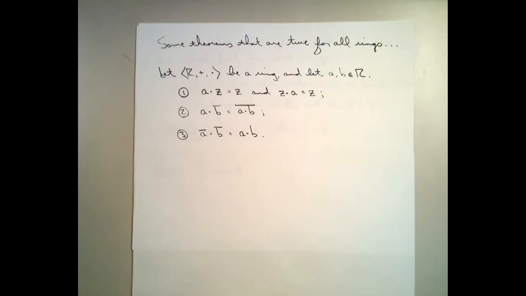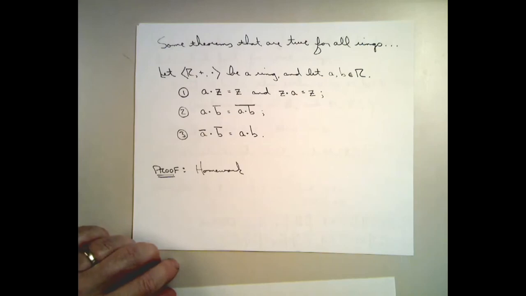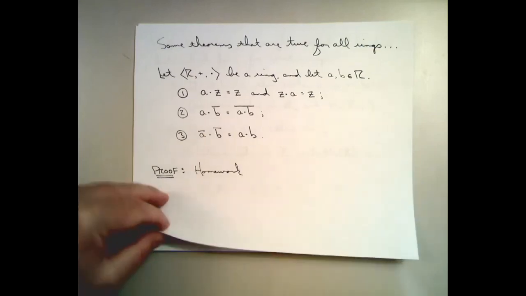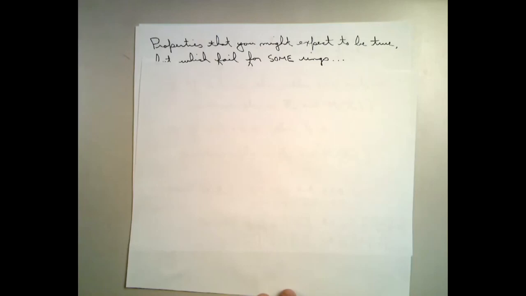So the proofs of these are homework. I'd like you to see if you can do those yourself. I will also do them, and we'll compare answers. That's what I'm asking you to do for next time. All right, so those are some theorems that are true for all rings. And now I'd like to look at some properties that you might expect to be true for rings, but which actually fail.